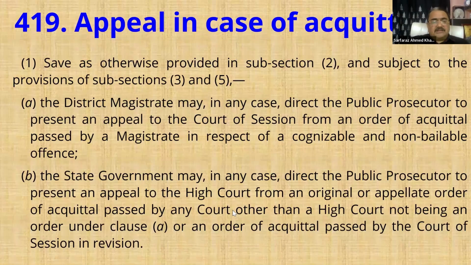B, the state government may in any case direct the public prosecutor to present an appeal to the high court from an original or appellate order of acquittal passed by any court other than the high court, not being an order under clause A, or an order of acquittal passed by the court of session in revision. So other than those cases, the appeal can be filed by the state.